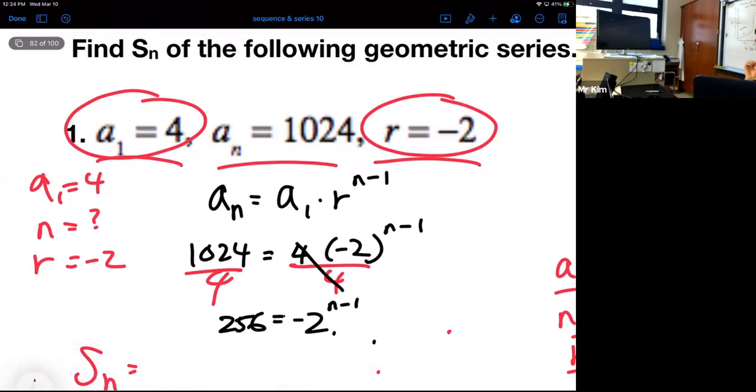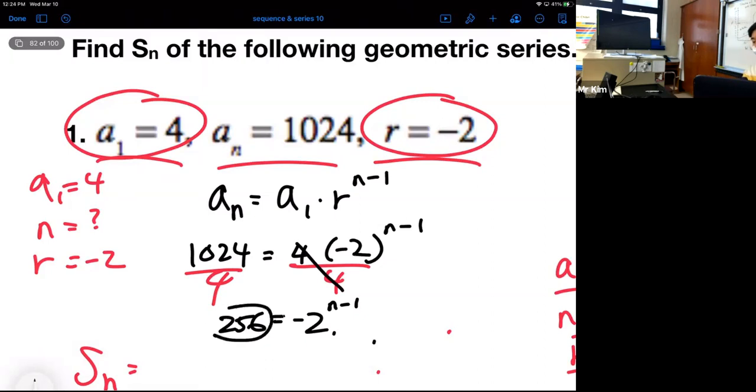I haven't taught you logarithms yet. If I had, you would know exactly what to do at this point, because that's what you have to do to both sides to get n by itself. But since I haven't taught you logarithms, unfortunately you have to do this the hard way. You will always find that n is going to be an integer value. n is going to be 1, 2, 3, 4, 5, 6, 7, 8, 9, 10, and beyond.